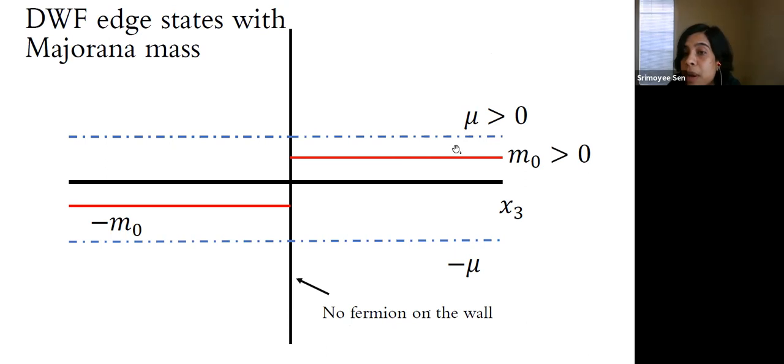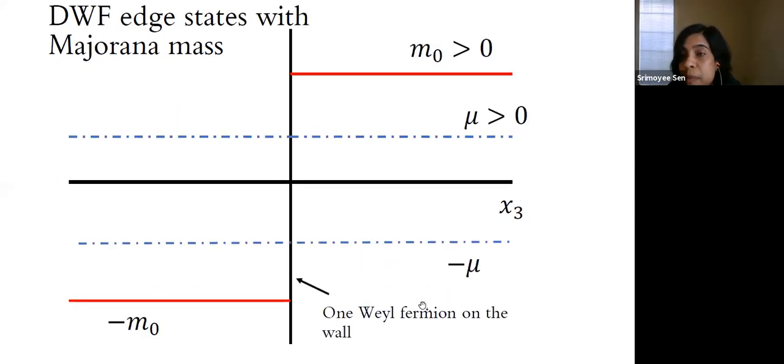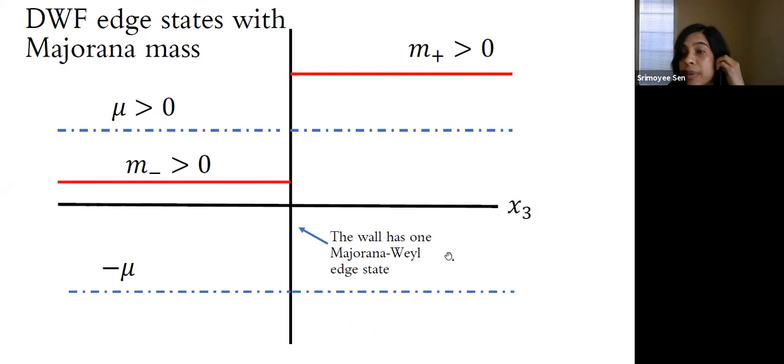If you have the Majorana mass larger than the Dirac mass, I'm comparing the magnitudes here, then there is no fermion on the wall. And then there is this other possibility where you take the Dirac mass to be greater than the Majorana mass on one side of the wall, and on the other side of the wall, take the magnitude of the Dirac mass smaller than the Majorana mass. In this case, you'll have a Majorana Weyl edge state. So what we want to do in this example is create a current inflow picture for this Weyl fermion edge state and also for this Majorana Weyl edge state, okay?